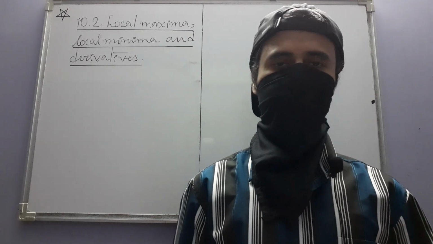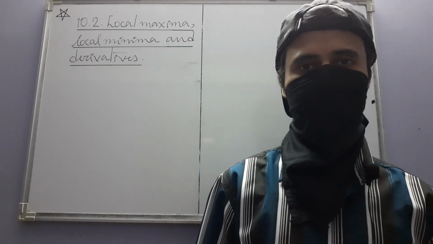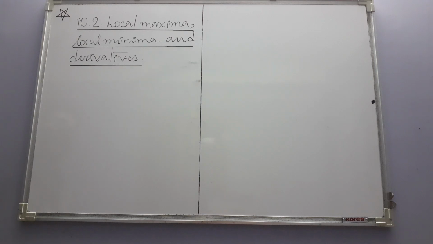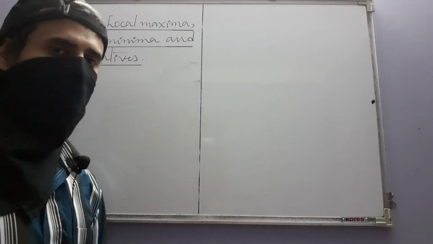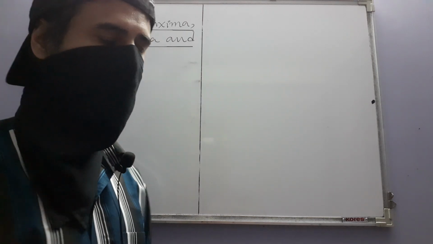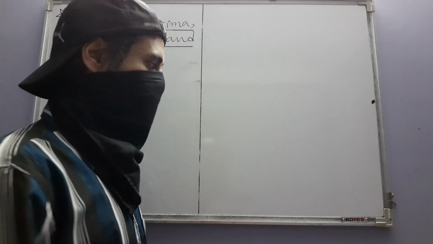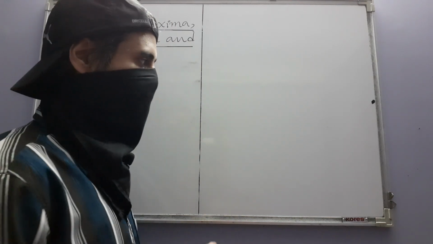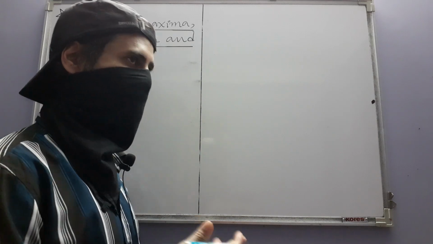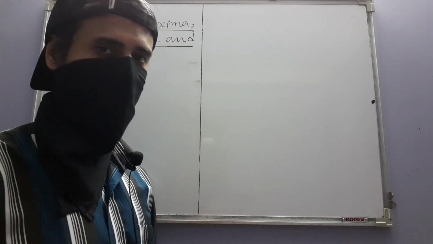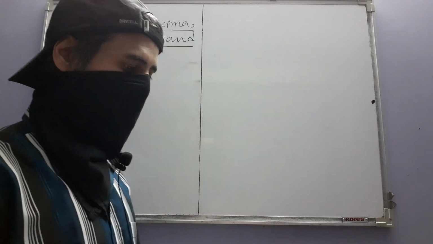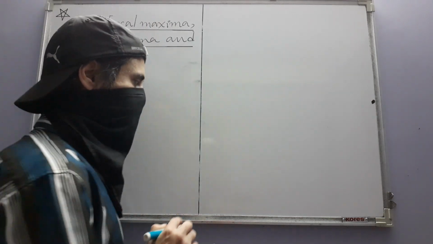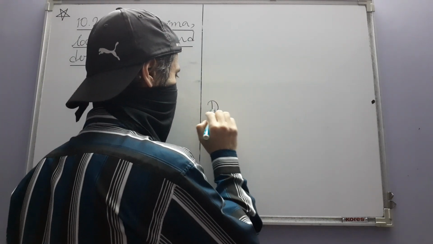Okay, so next we are going to start the second section of this chapter. Local maxima, local minima and their relationship with derivatives. Now, before starting the section, let us recall something, namely the definition of maxima and minima of a function. And we came across that definition in the previous chapter. It's in fact this definition.